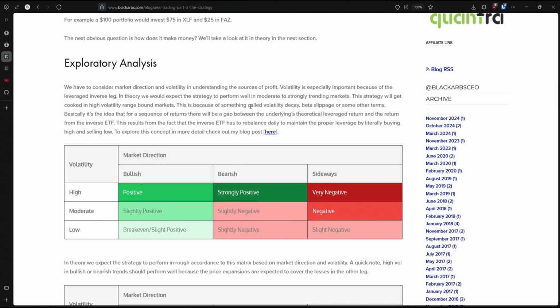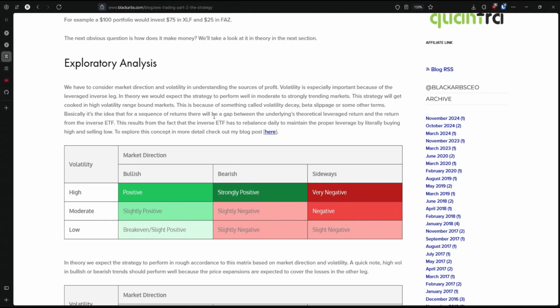And this is because of something called volatility decay or beta slippage, or there might be some other terms that you might come across. But essentially the idea is that for a sequence of returns, there will be a gap between the underlying's theoretical leveraged return and the actual return from the leveraged inverse ETF. Now, this results from the fact that the inverse ETF has to rebalance daily to maintain the proper leverage. And they do this by literally buying high and selling low, right? So they have to buy in the direction of the increase and they have to sell in the direction of the decrease.